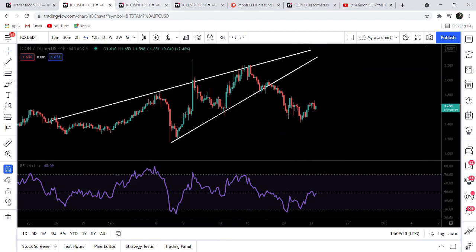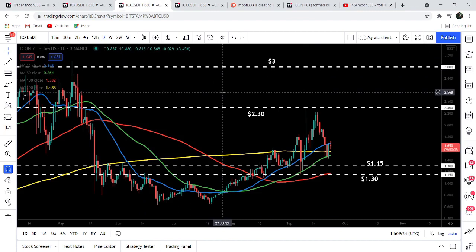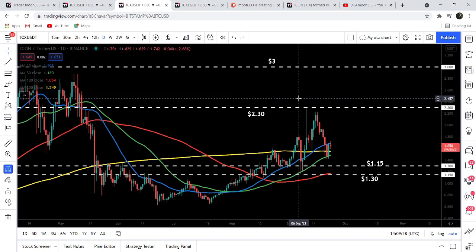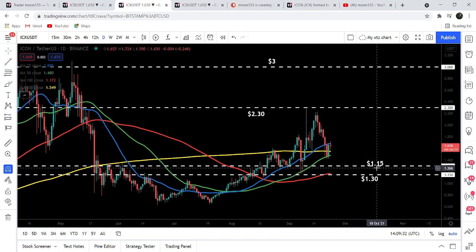Now let's take a look at the daily time frame chart. Here I would like to first of all show you the different support and resistance levels. These are the major support and resistance levels. Previously we saw that we have a very significant support zone, which starts from $1.15 and goes to $1.3.